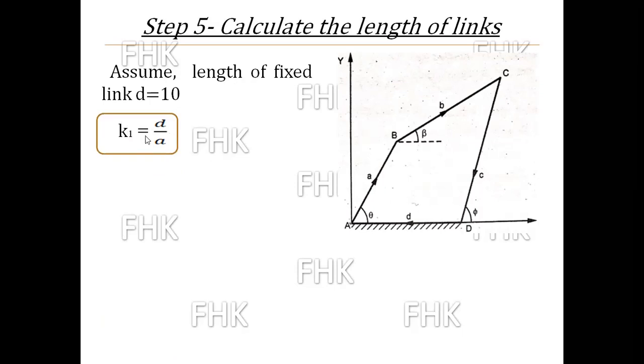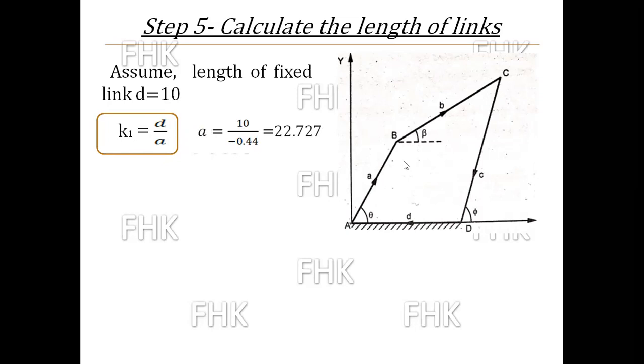That you have to highlight in the examination while solving the numericals. So K1 is equal to d by a, the ratio of the fixed link divided by the input link. We have already found the value of K1. Putting the value of K1 here, and d is 10 as we assumed, we get the value of a as 10 divided by minus 0.44. The length of the input link I am getting here is 22.727 units.